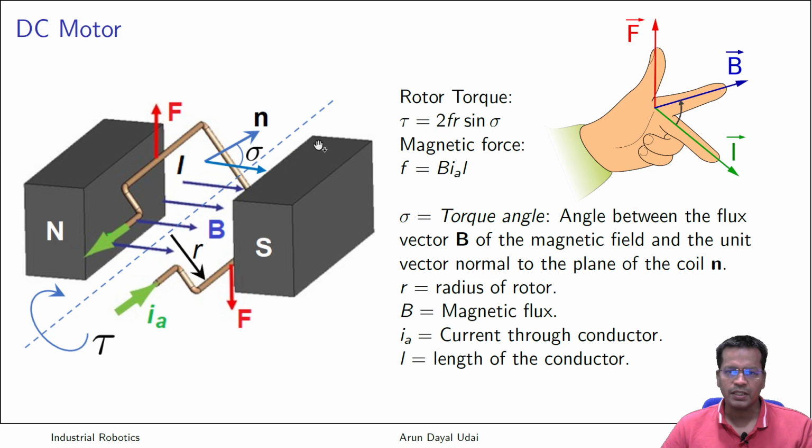Physics is very clear. So the terms that I have used: sigma is the torque angle, the angle between the flux vector B of the magnetic field and the unit normal to the plane of the coil, that is N. R is the radius of the rotor, B is the magnetic flux, Ia is the current flowing through the conductor, L is the length of the conductor. Now I hope you remember all your high school physics. So that is how this works.